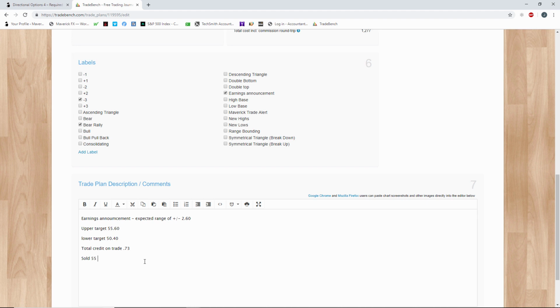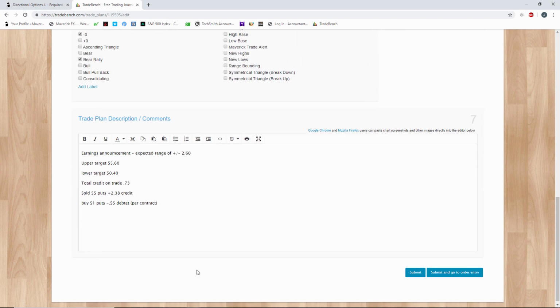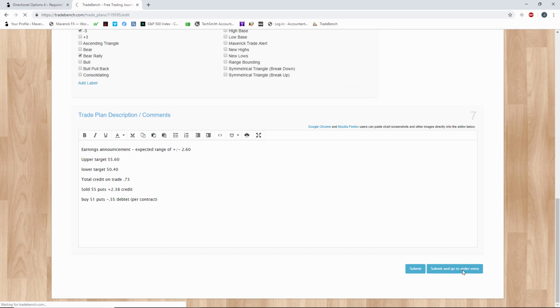Sold 55 puts, plus $2.38 credit. Buy 51 puts, minus 0.55 debit, and I could put in here per contract. Not necessary. Hopefully you guys will remember that, but there's all my information. So what's great, from here I can go ahead and hit submit and go to order entry.